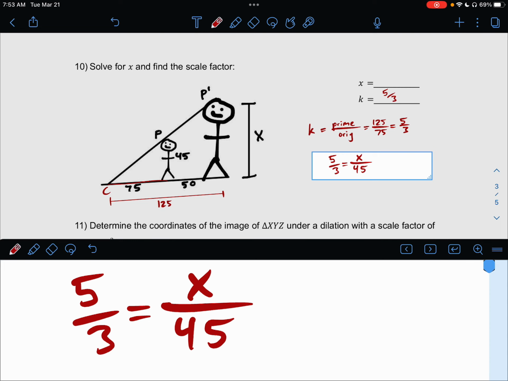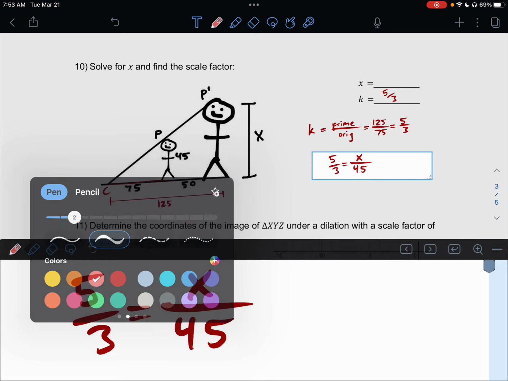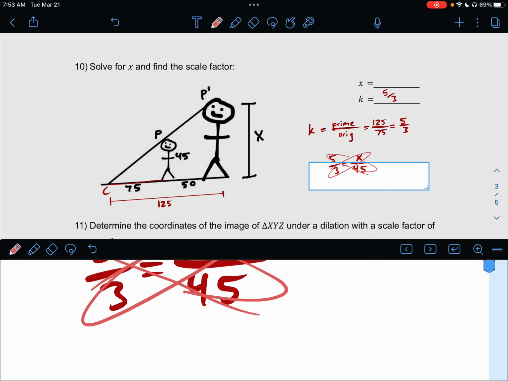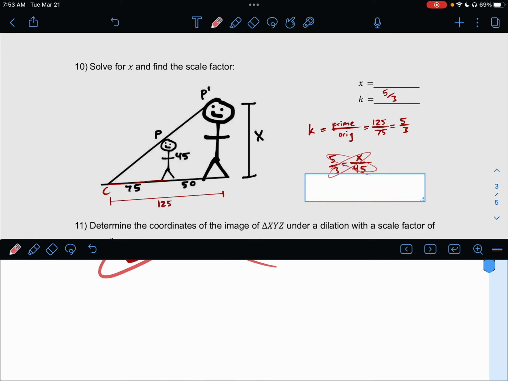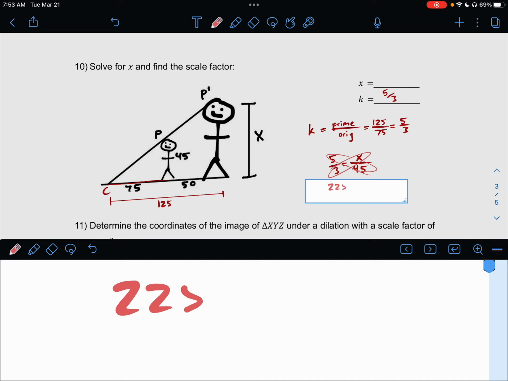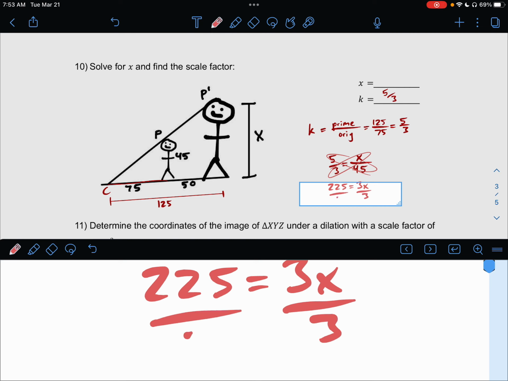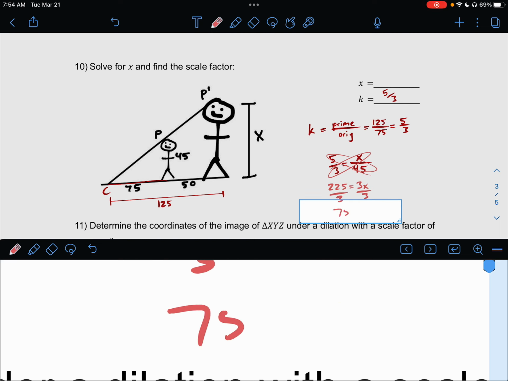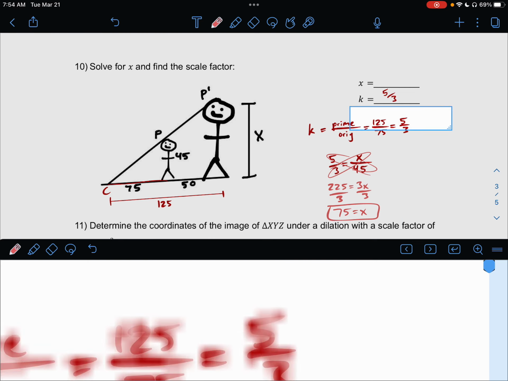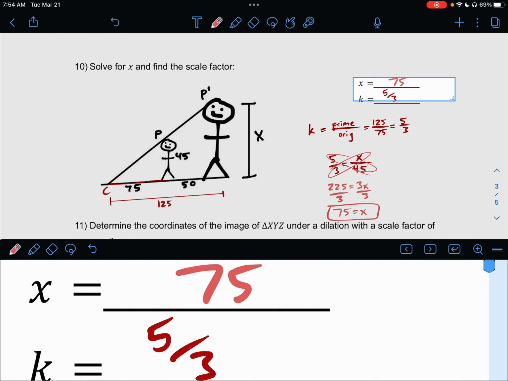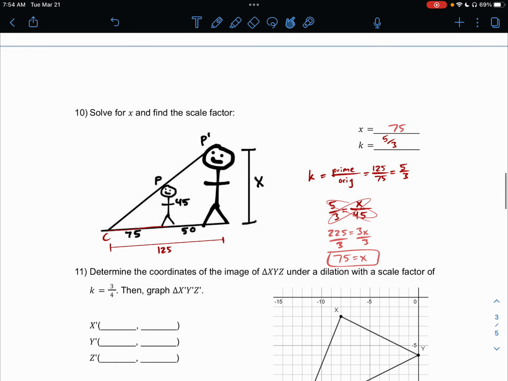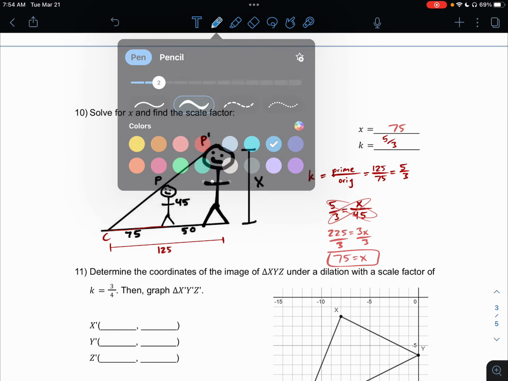So I'm doing 5 over 3 equals x over 45. We will cross multiply. 5 times 45 is 225, which is going to equal 3x. Divide by 3, and we get x equals 75. So that's our answer to number 10. Find the scale factor and then use that to solve for x. Just remember prime over original. Keep telling yourself that, prime over original, and you'll be fine.